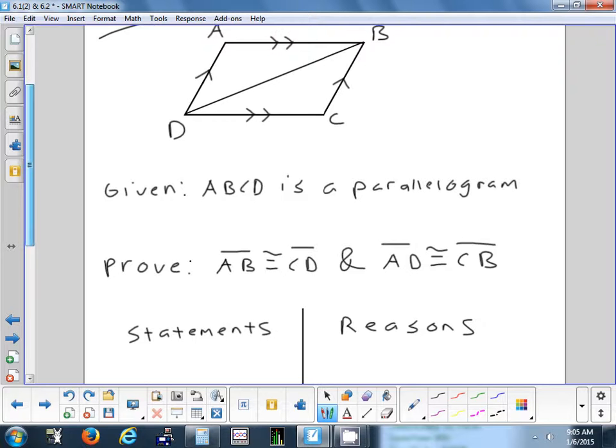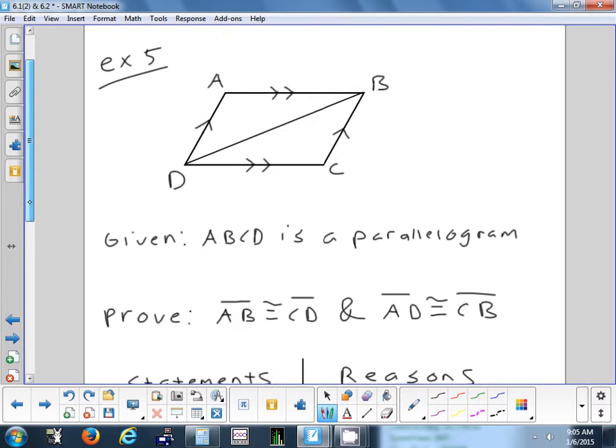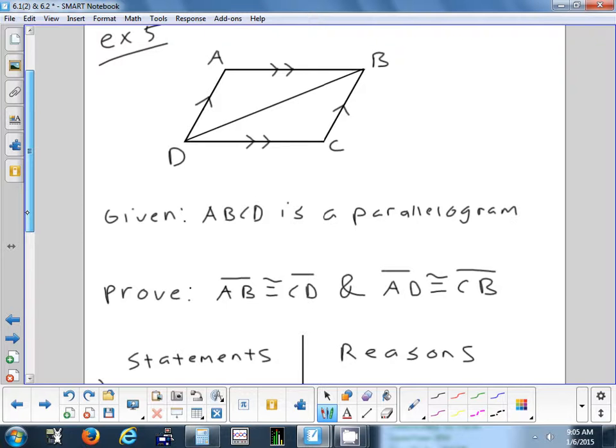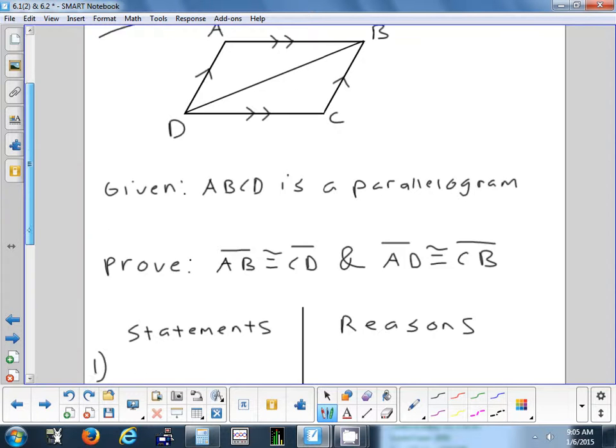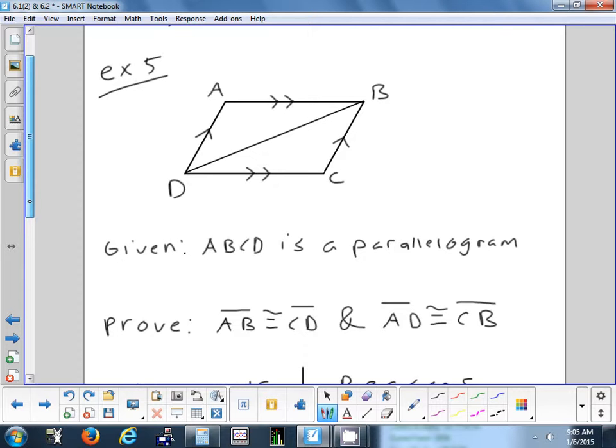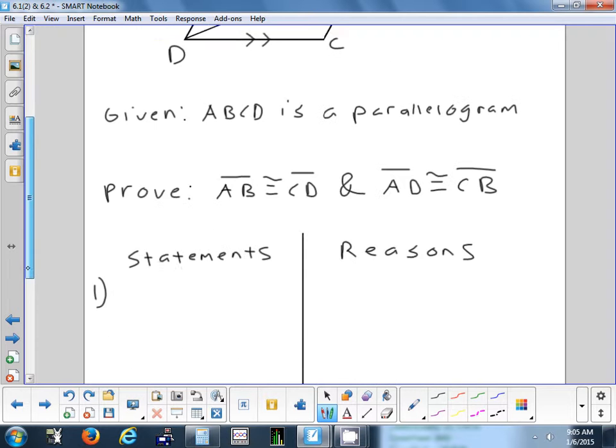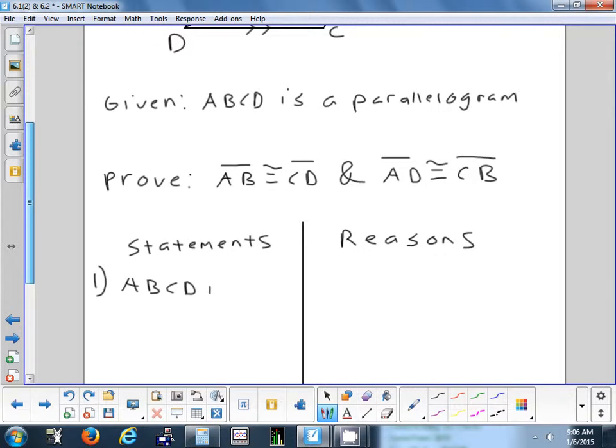Let's start with the given. What am I given? A segment AB and segment DC are parallel, and AD and BC are parallel, so that means that the shape is a parallelogram. Right, that's what we're given. We're given that the shape is a parallelogram. So write that down. ABCD is a parallelogram. Given.